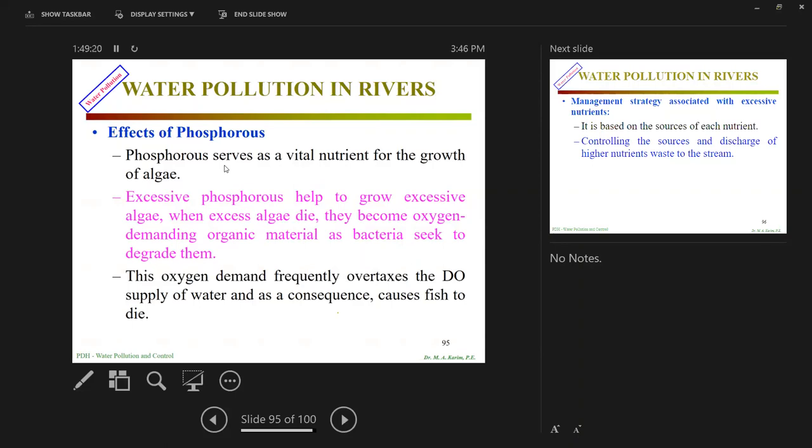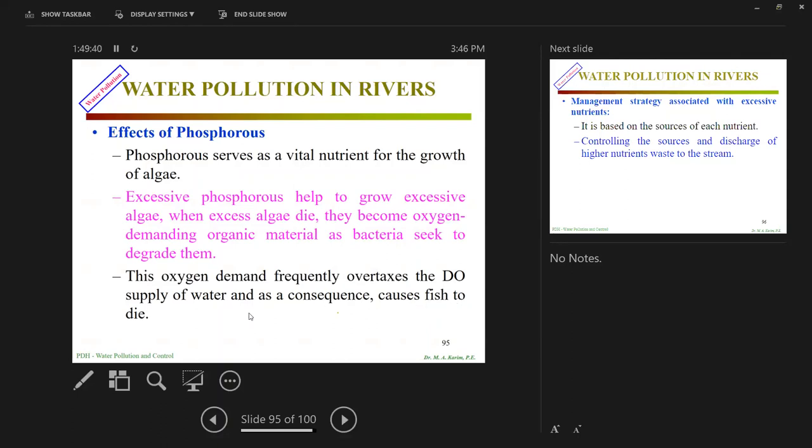Eutrophication basically happens when algae grow due to nutrient overload. When algae die, the algae itself becomes organic, oxygen-demanding material. So algae itself becomes a pollution, right? That's called eutrophication. The oxygen demand overtakes the DO supply of the water, and as a consequence causes fish to die.